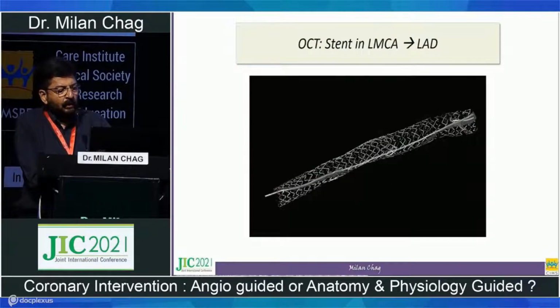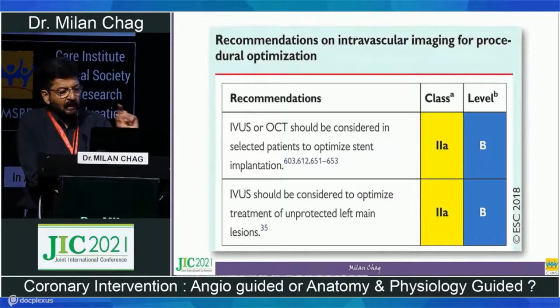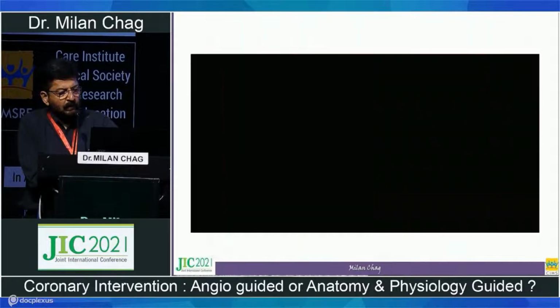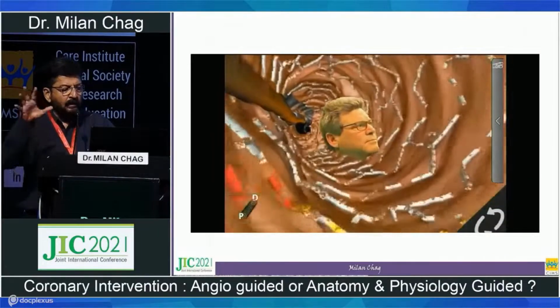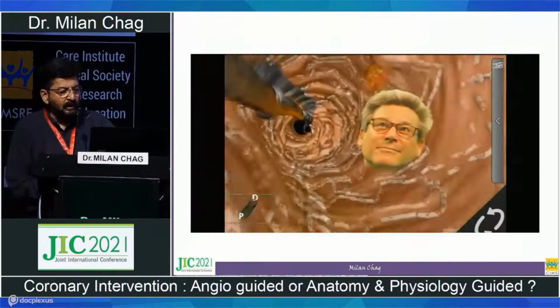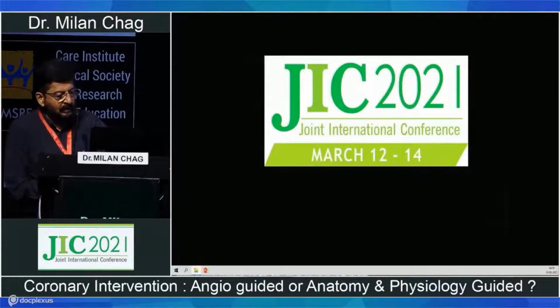And this is how the stent looks like. So when it is now a class 2A indication, intravascular imaging should be done. And if you are doing it, it is as if you are going inside the lumen. You are seeing it like this. You are happy. Thank you.